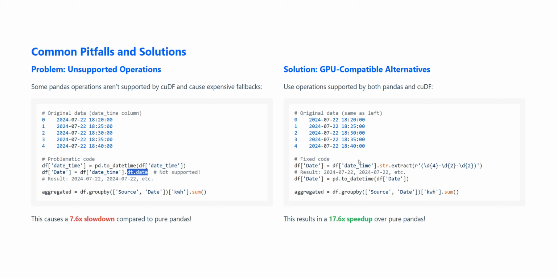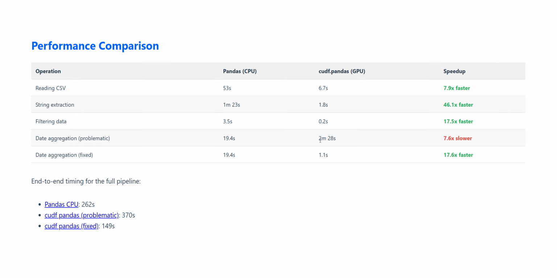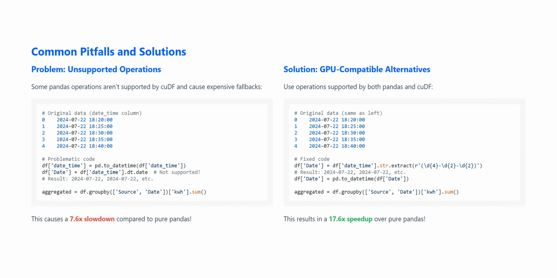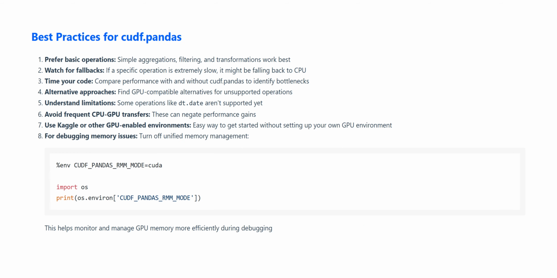The solution was to use string extraction instead, which is GPU accelerated. This accomplishes the same thing, but uses operations that are supported by cuDF. The resulting data frame is also on GPU, and everything is fast. With this change, what was taking over 2 minutes now took just 1.1 seconds, a 17.6x speedup over even the regular pandas operation. Based on my experience, here are some best practices when working with cuDF pandas.